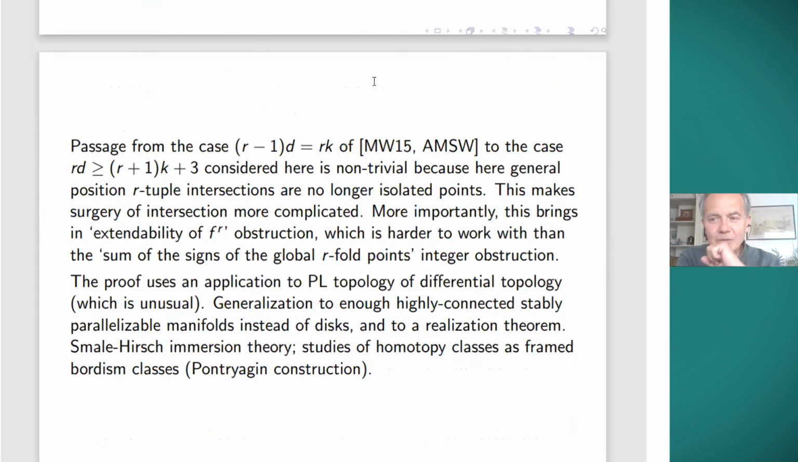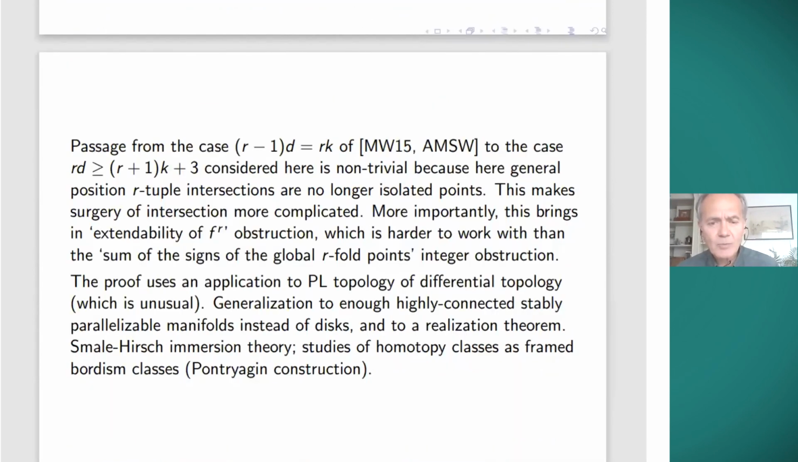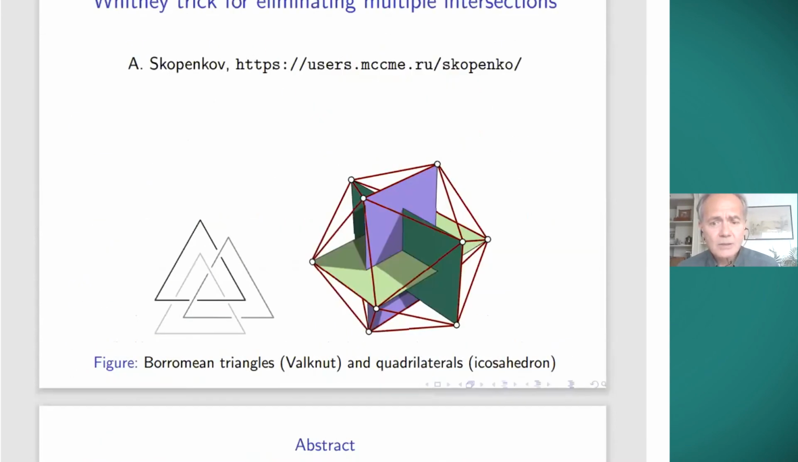May I ask a quick question, please? Yes, please. First of all, I like this principle: deleted product is good, deleted join better, and Pontryagin construction even better. So let me ask you a general question. You started with the picture of the icosahedron with the intersecting rectangles, and it is related to the bunch of theorems about embeddings of the projective plane into three-dimensional space. My question is the following: what is the relation of Whitney trick elimination in this, let's say, more combinatorial category to elimination of, let's say, triple points in the case of embeddings? Does it work in any direction?